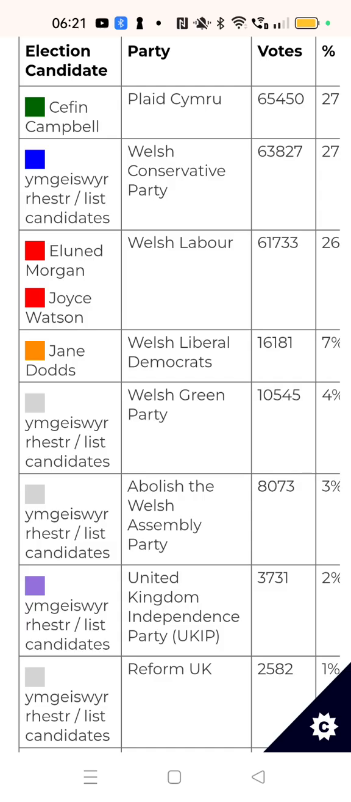Well, what about the constituents? Fuck the constituents. Does it look like we're doing what the constituents want, right? I'm in charge of this country. I'm Keir Starmer, right? This is the thing.